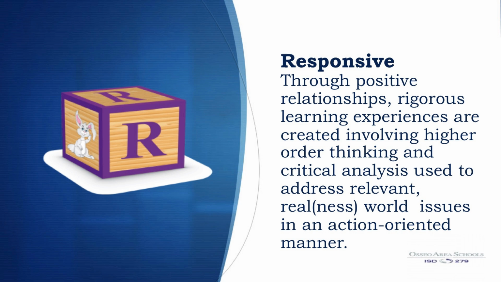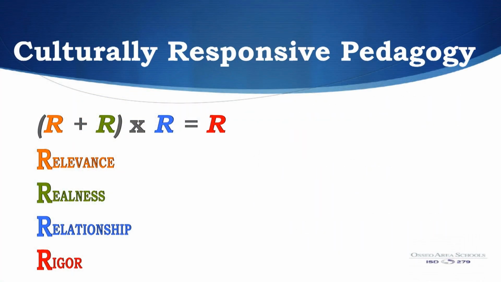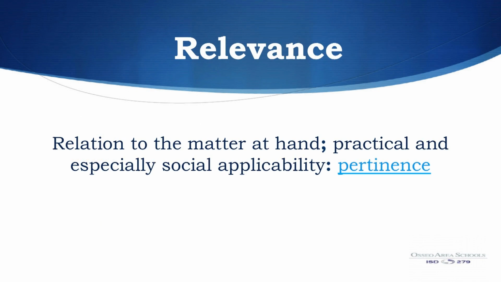To do that, we've come to understand this equation of culturally responsive pedagogy. Most of us have heard of the 4 R's of culturally relevant pedagogy, and how do they show up in a responsive manner? So I offer you this equation, R plus R times R equals R. And of course the R's are relevance plus realness times a relationship equal rigor. But what do we mean when we say these different R's?